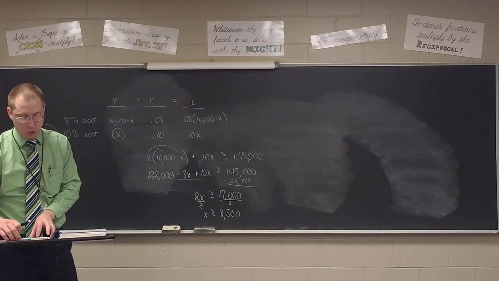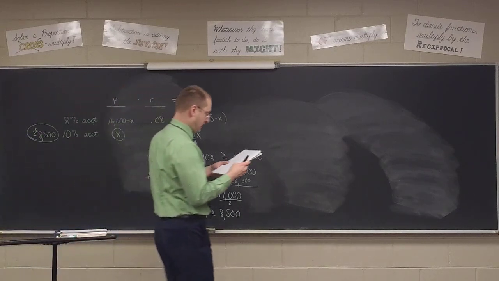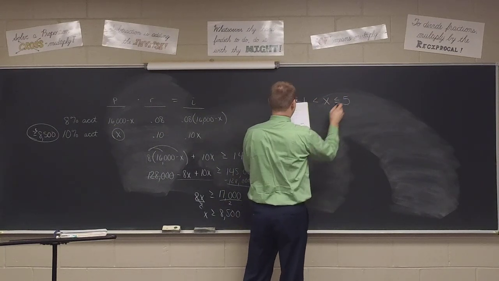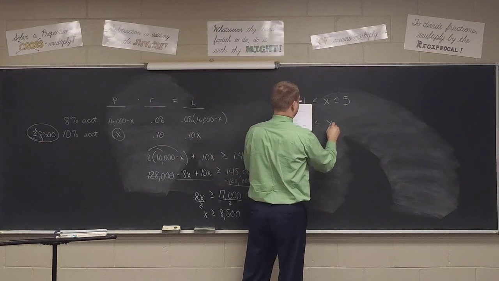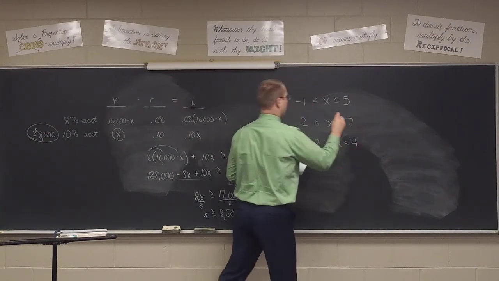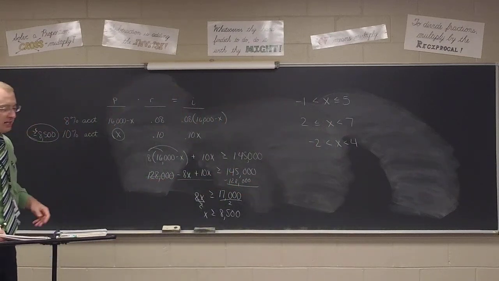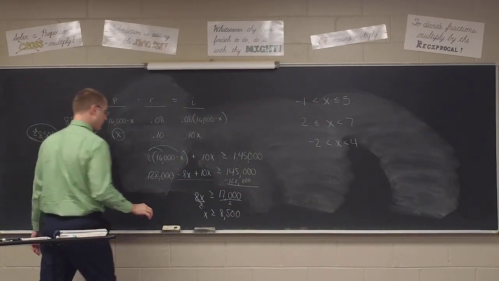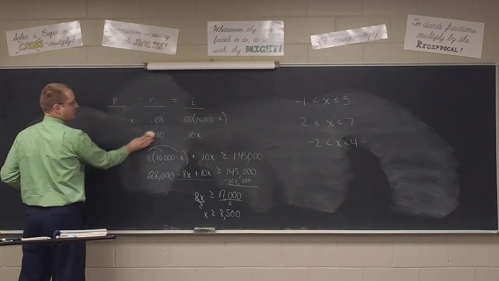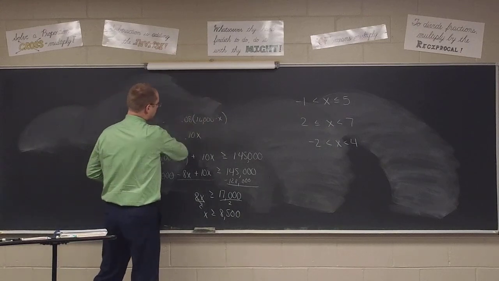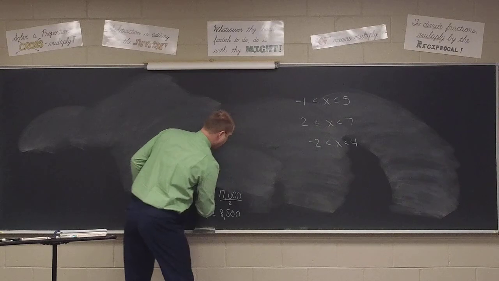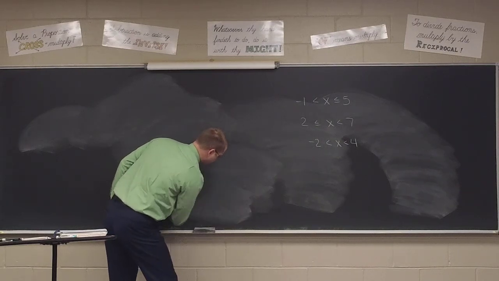So on your paper, if you would, go ahead and set up 3 number lines. I want you to graph 3 compound inequalities on your paper. -1 is less than x is less than or equal to 5. 2 is less than or equal to x is less than 7. -2 is less than x is less than 4. If you want to use graph paper for this, you may. Don't necessarily have to.